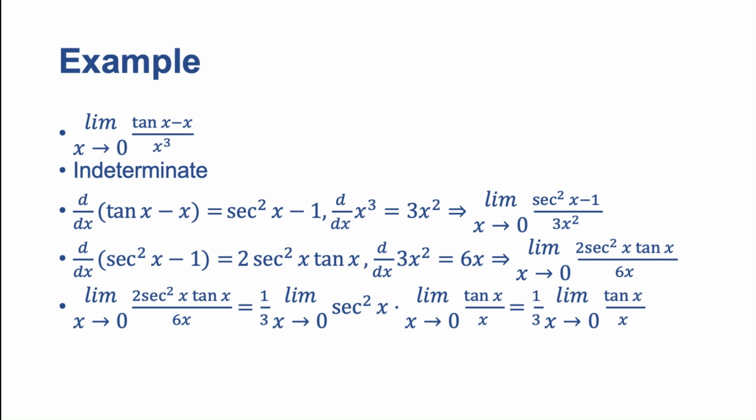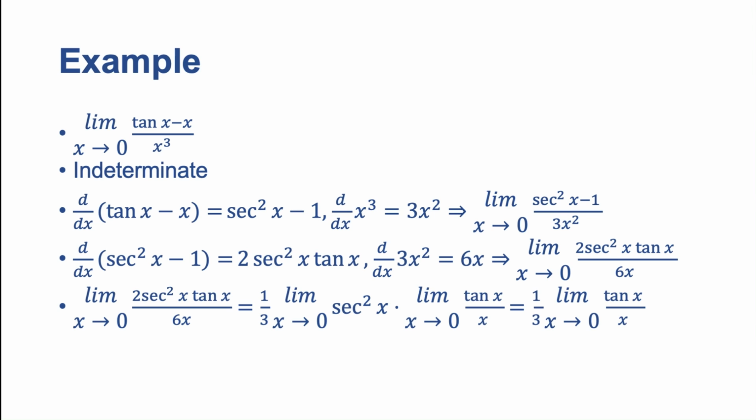So if I have the limit as x approaches 0 of 2 secant squared x tangent x over 6x, I can rewrite this as 1/3 times the limit as x approaches 0 of secant squared x times the limit as x approaches 0 of tangent x over x. Now, of course, the limit as x approaches 0 of secant squared of x times 1/3 is just going to be 1/3, and then I'm going to be multiplying that by the limit as x approaches 0 of the tangent of x over x.